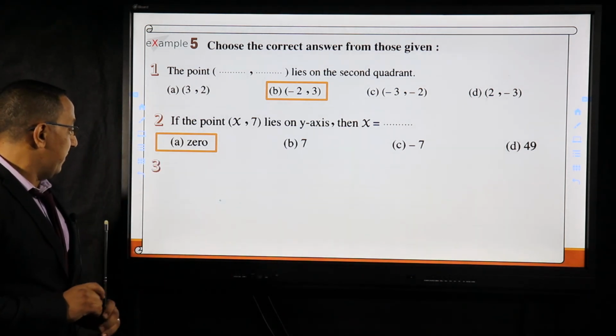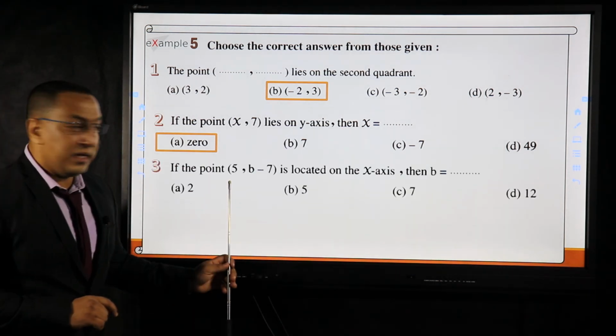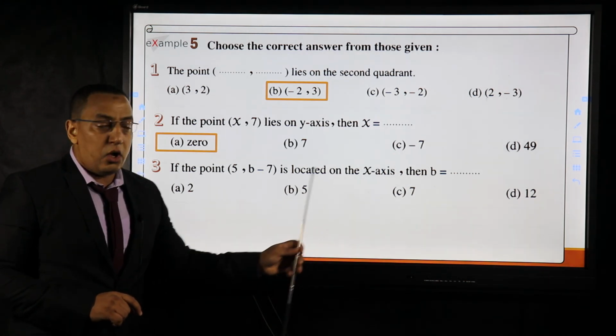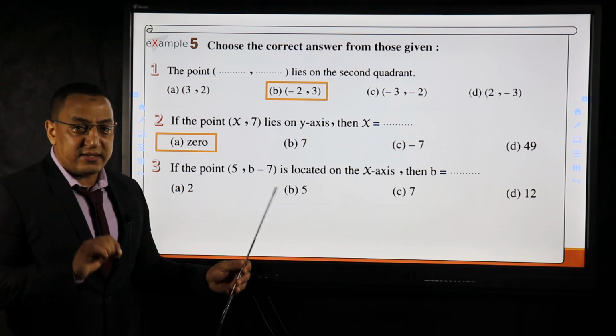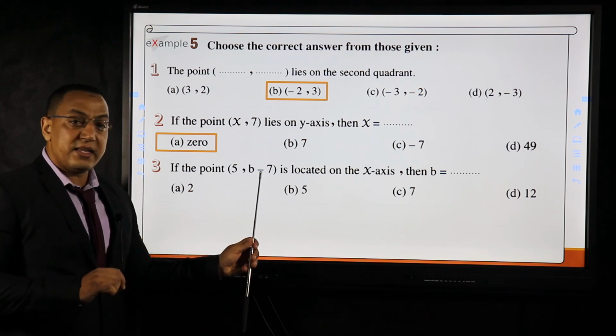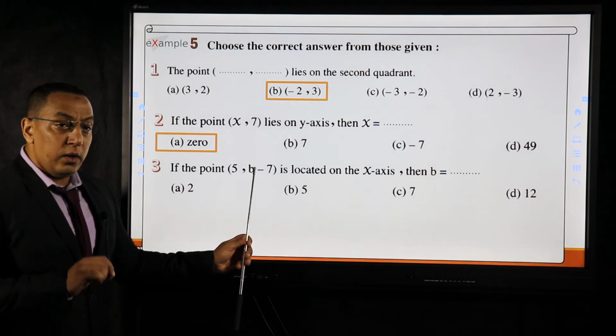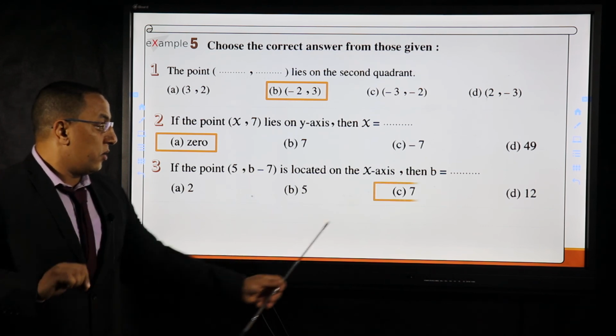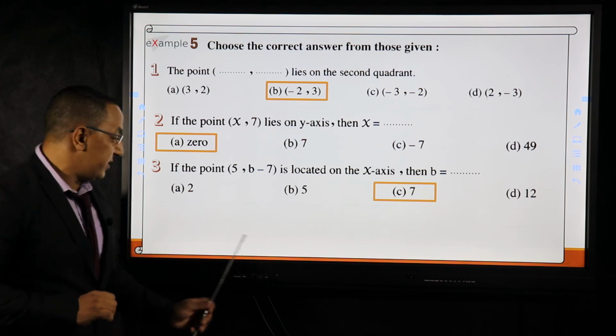Okay, another example, number 3. The point 5 and b minus 7 belongs to the x-axis. So here b minus 7 equals 0. So b equals 7, because 7 minus 7 equals 0.